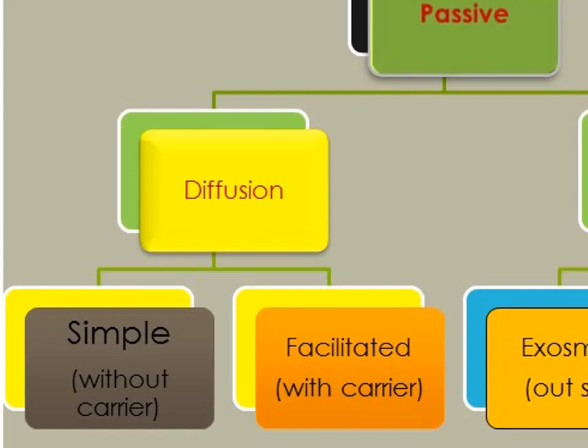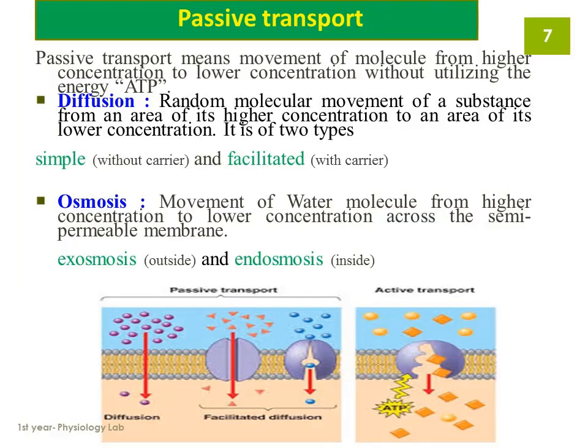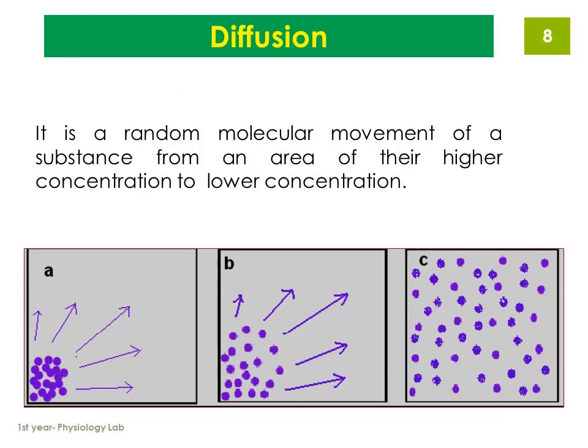transport protein. Remember, both of these are types of passive transport and diffusion, but the difference between them is the carrier protein that limits the transport of molecules even if there is a big concentration gradient, as it can transport a limited number of molecules at one time. So basically, diffusion occurs because of a random molecular movement of a substance from an area of higher concentration to lower concentration, as shown in the picture.